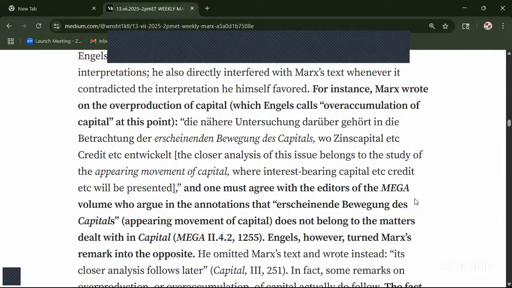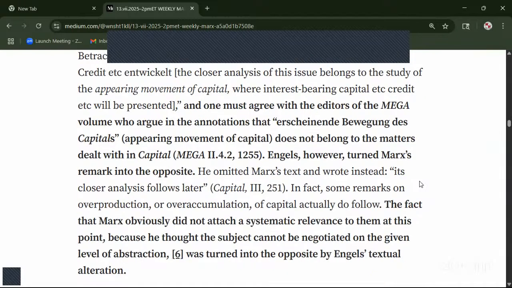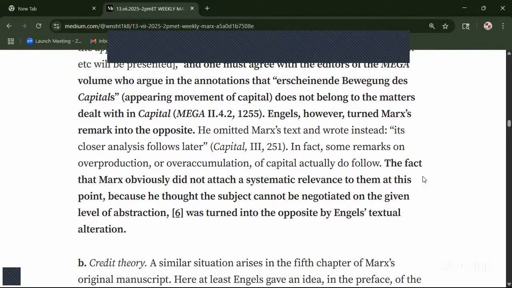Engels, however, turned Marx's remark into the opposite. He omitted Marx's text and wrote instead, its closer analysis follows later. Now, in fact, some remarks on overproduction or overaccumulation of capital actually do follow. The fact that Marx obviously did not attach a systematic relevance to them at this point, because he thought the subject cannot be negotiated on the given level of abstraction, was turned into the opposite by Engels' textual alteration.